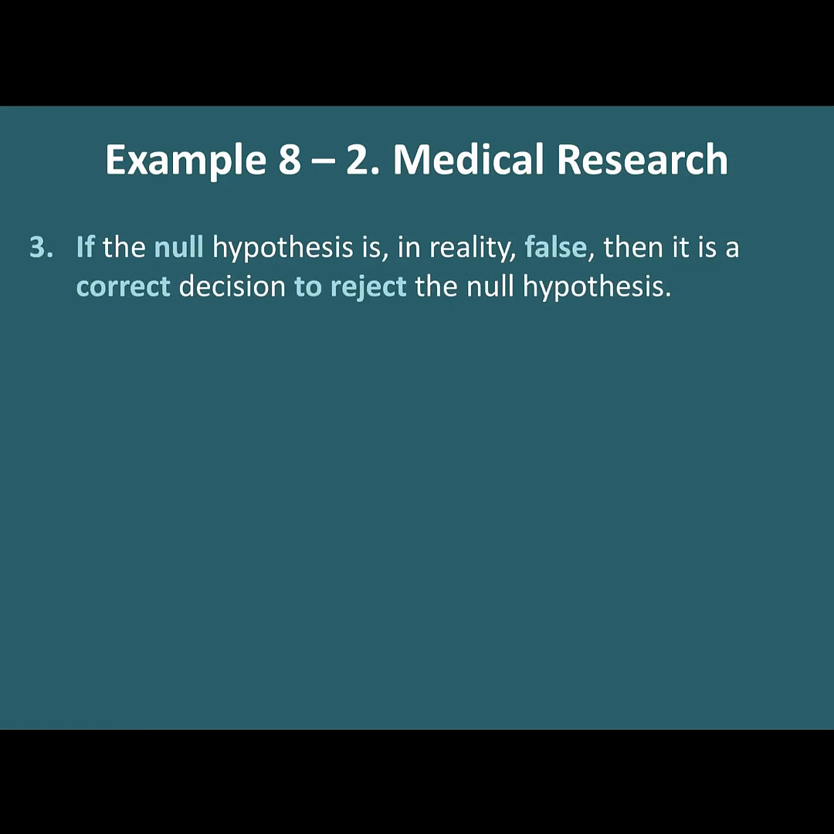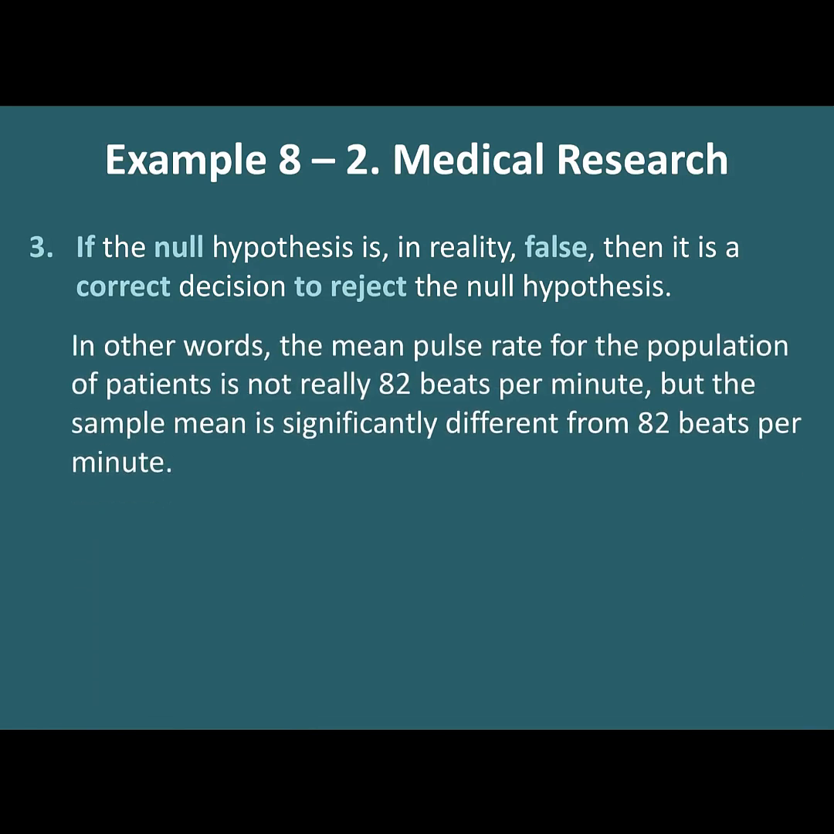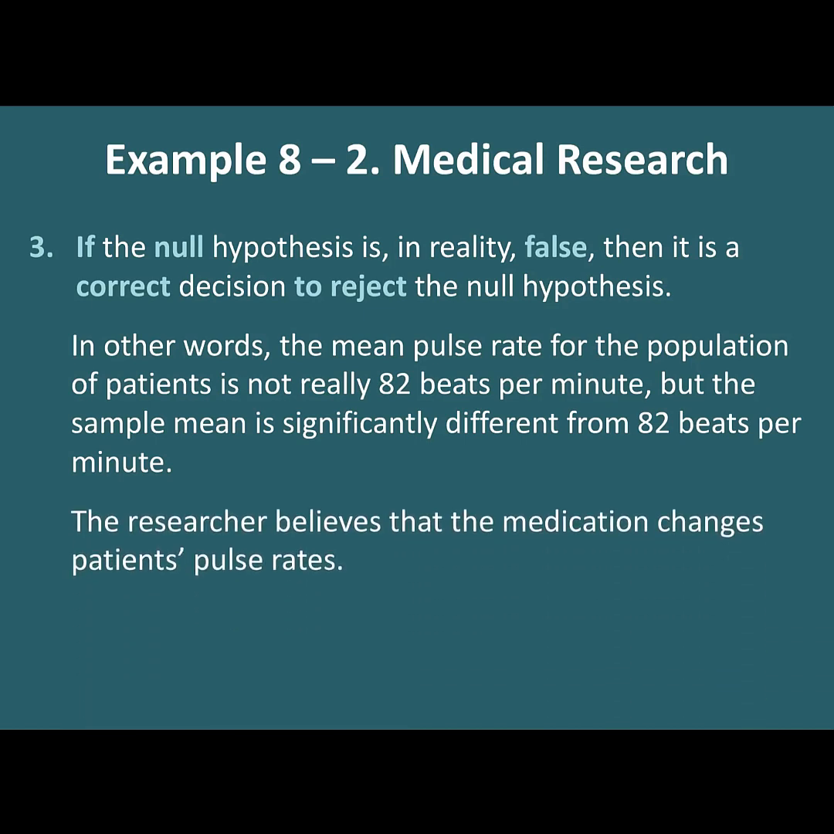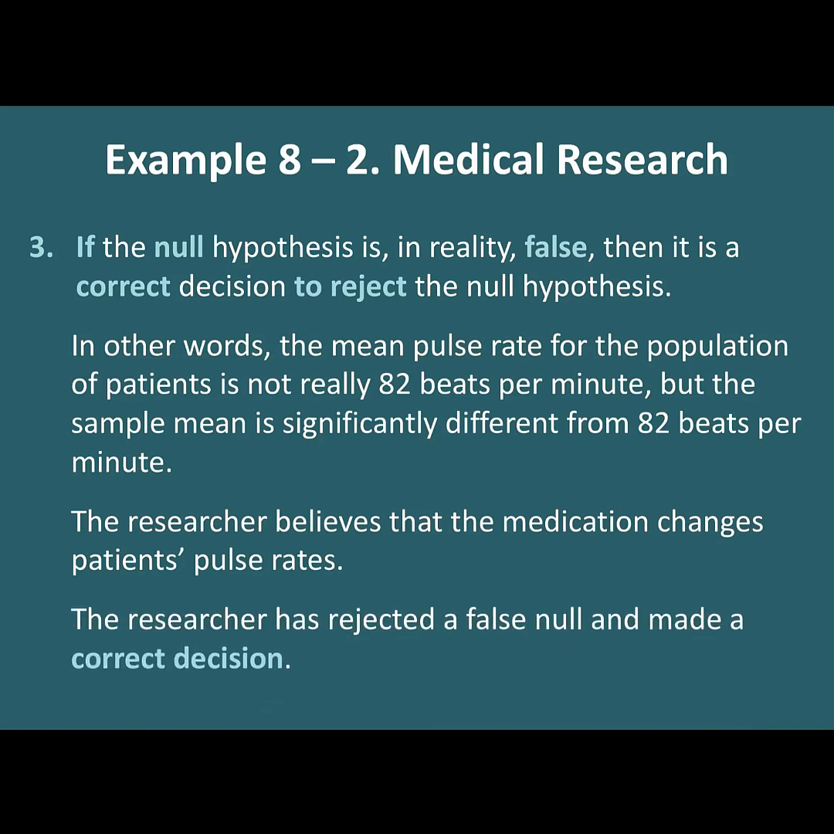Three, if the null hypothesis is in reality false, then it is a correct decision to reject this null hypothesis. In other words, the mean pulse rate for the population of patients is not really 82 beats per minute, but the sample mean is significantly different from the 82 beats per minute. Then the researcher believes that the medication changes patients' pulse rates. The researcher has rejected a false null and made a correct decision.